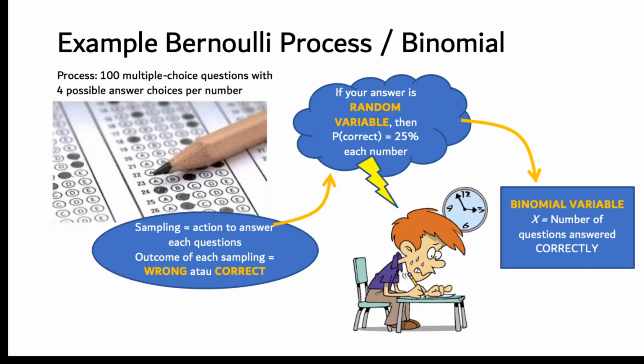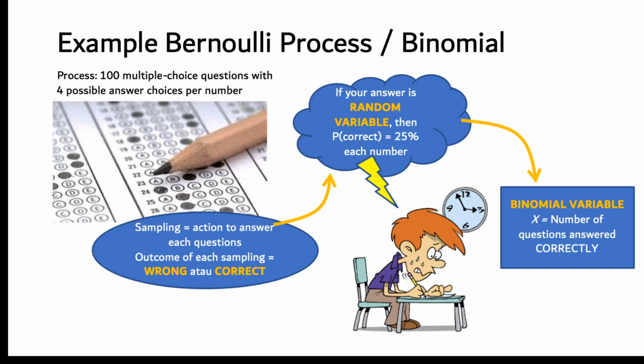This is one more example of binomial distributions. The process is to complete a multiple choice exam with 100 questions. Each question provides 4 choices, with only one correct choice. Of course, the outcome of each step of the problem is only 2. Either it's wrong or correct.